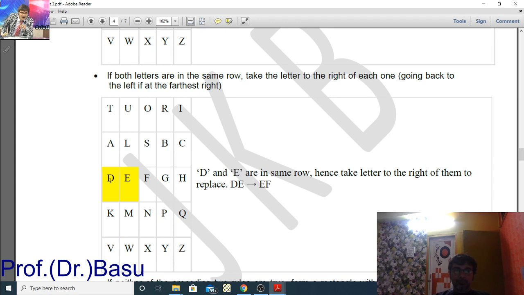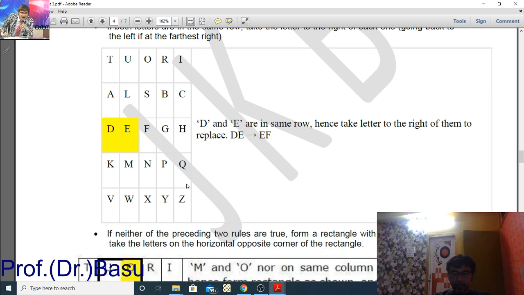Here, if both the letters are in the same row, what we have to do is apply the same rule. D will be replaced by E and E will be replaced by F. So we are getting the encrypted pair of DE in this way. And for the last one, it will come back around to the start. This wrapping around will happen.